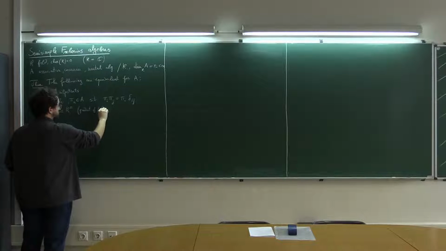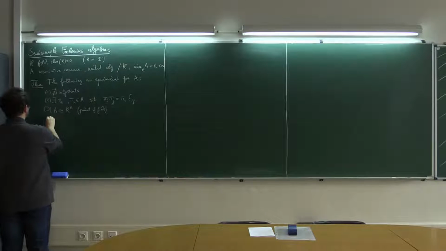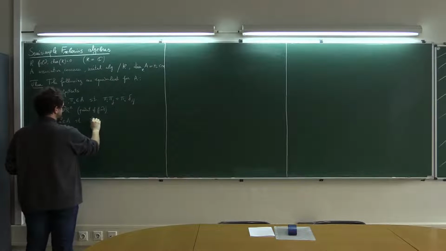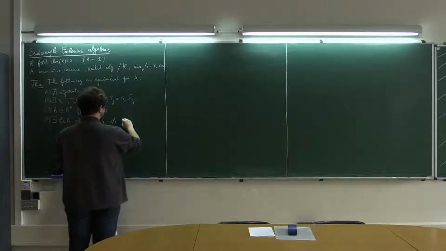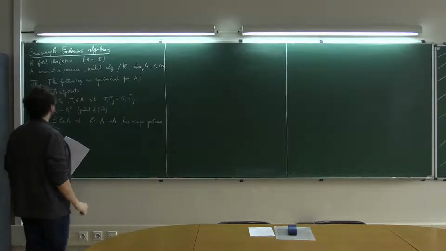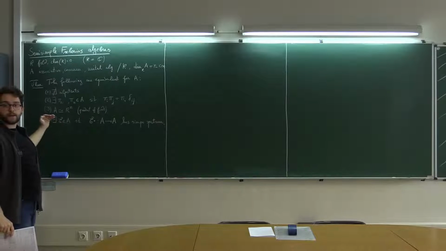In other words, multiplication is defined component-wise. And the last condition, number 4, there exists a vector E in A such that the operator of multiplication by the vector E, which is an operator from A to A, has a simple spectrum. If A satisfies one of these equivalent conditions, we will say that the algebra A is semi-simple.